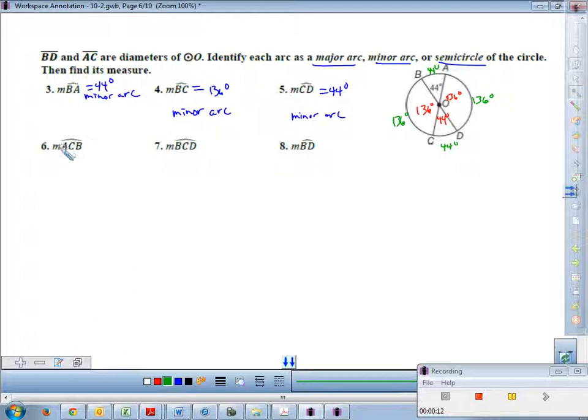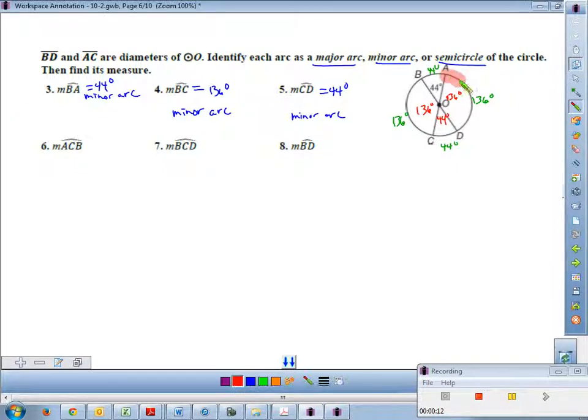Measure of arc ACB. Just because it has 3 letters doesn't mean it's major. We got to look from A to C to B. So my highlighter, from A to C to B. That's the order I had to go around. So that's all of the circle except for 44 degrees. That's going to be 316 degrees, and that is definitely a major arc because that measures more than 180 degrees.